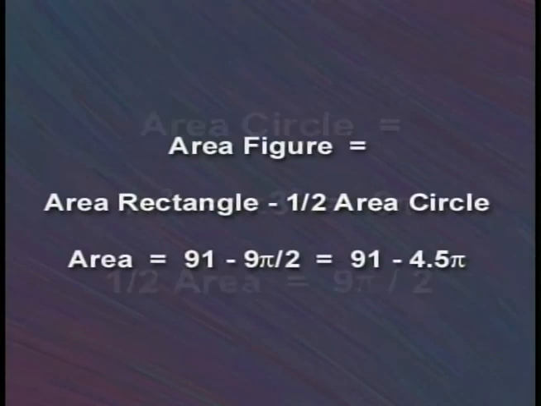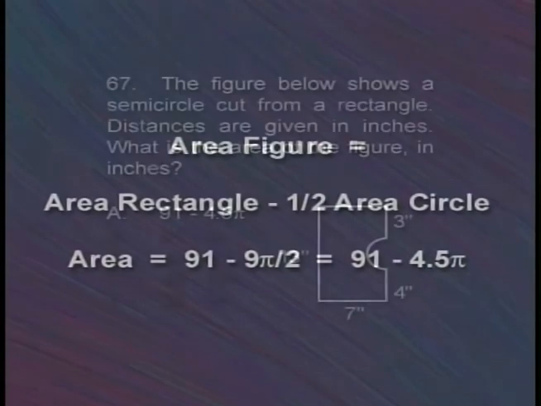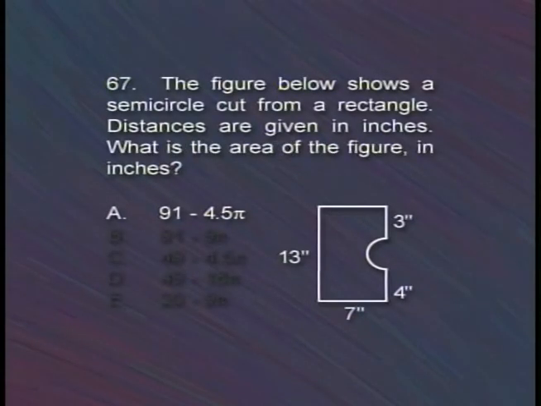Thus, the area of the shaded figure is the area of the rectangle, or 91, minus the area of the semicircle, or 4.5 pi. The correct answer is A.